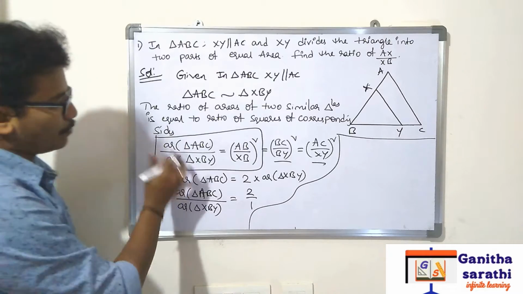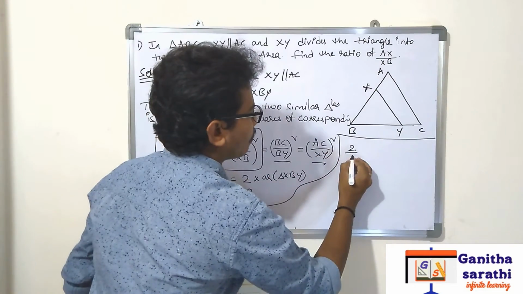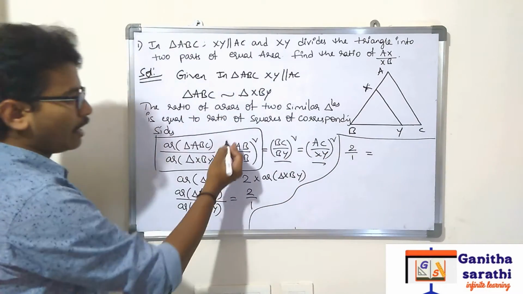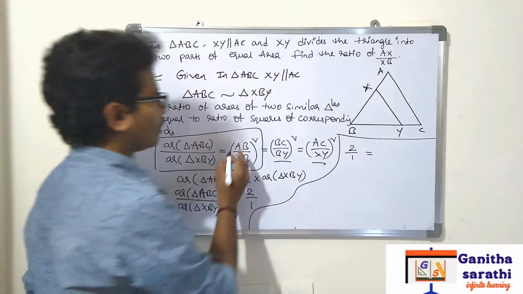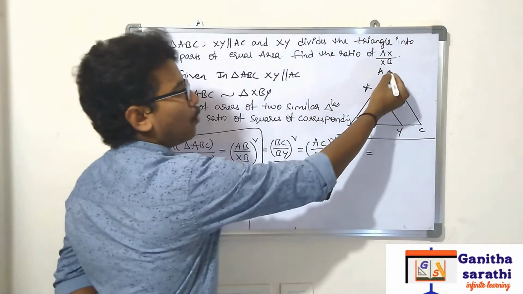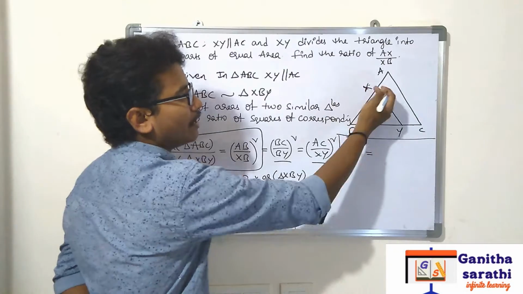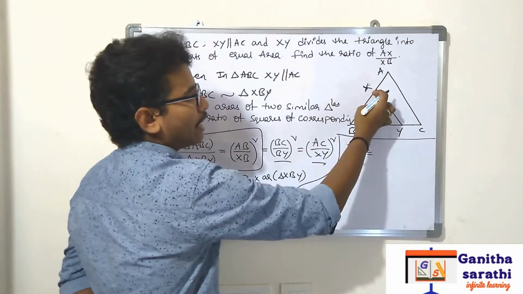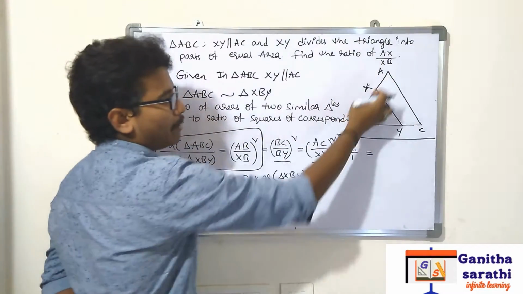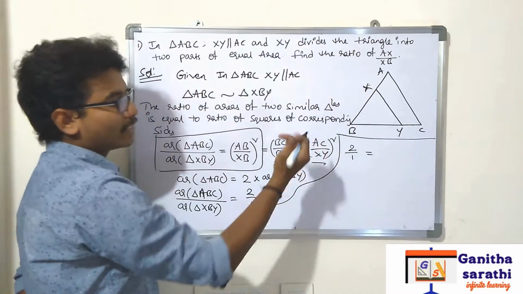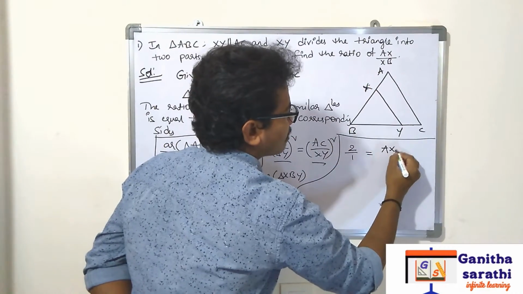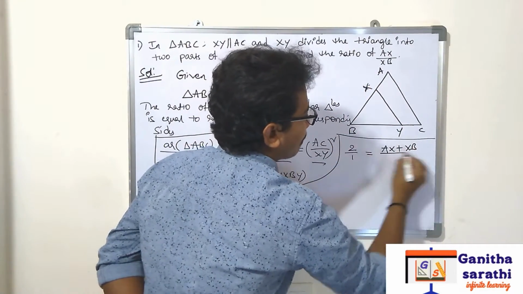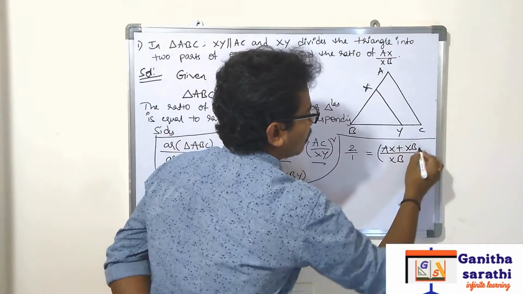Now see, substitute there. That is 2 by 1 is equal to AB by XB whole square, right? AB by XB means, how can we write AB? AB is divided into two parts again. What is that? AX plus XB, right? AB means AX plus XB. That one. AX plus XB by XB whole square.